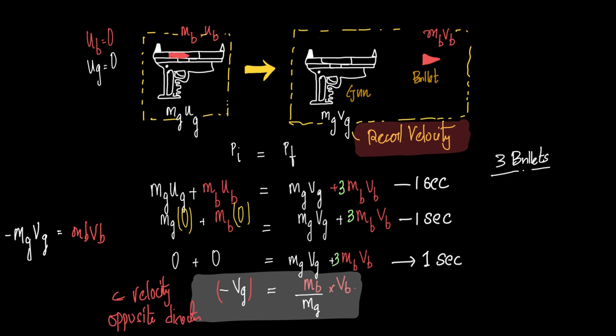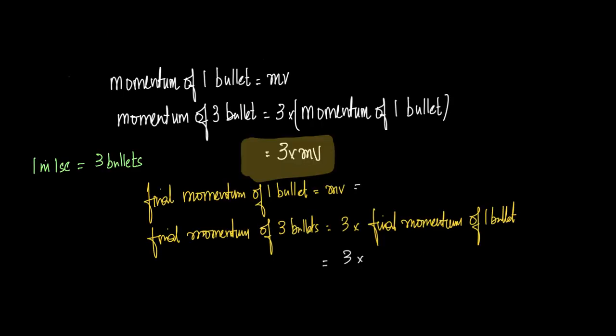Okay, let me just take one more minute to make that concept clear. See, what we have here is 1 second, we have 3 bullets, right? So what is momentum of 1 bullet? It is mass into velocity. So what will be momentum of 3 bullets? It will be 3 into momentum of 1 bullet. Maybe one more time. What is final momentum of 1 bullet? It is MV. What is mass of the bullet? It is 20 into 10 to the power minus 3 kilogram, and velocity is 100 meter per second.